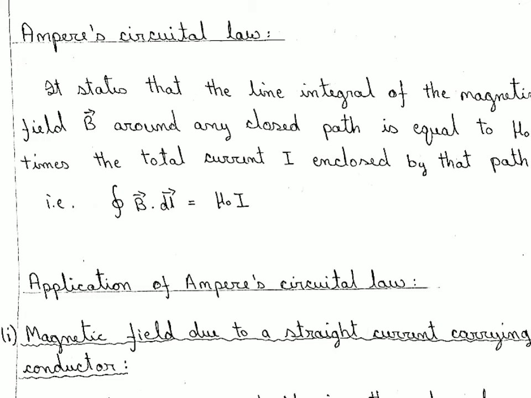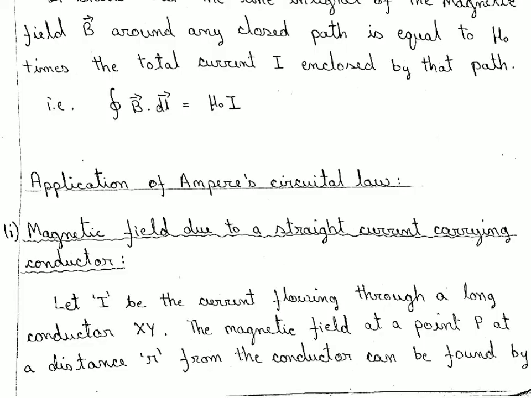Now, to understand Ampere's Circuital Law, let us apply this law in finding the magnetic field due to a straight current carrying conductor. So here we have a straight current carrying conductor, which is XY, and the current I is flowing through this long conductor XY. And the magnetic field at point P at distance r from the conductor can be found out by using Ampere's Circuital Law.